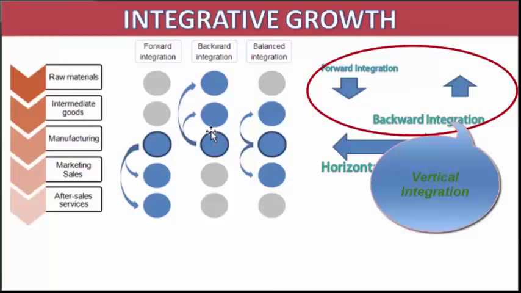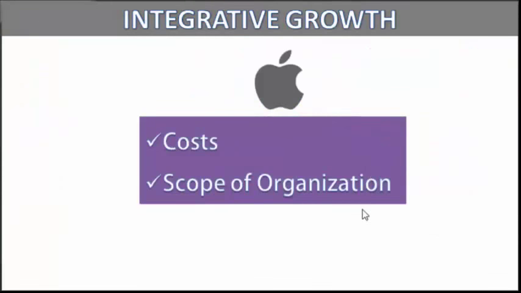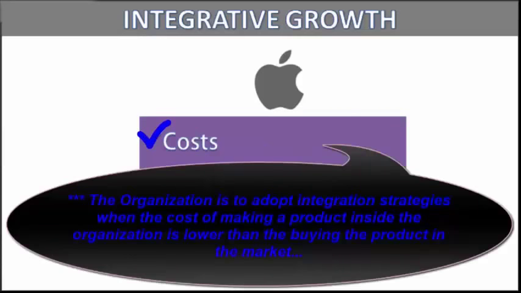In other words, vertical integration is the degree to which an organization owns its upstream suppliers or downstream buyers for further product processing. Let us see an integrative growth example. The following two issues are important and need to be considered by an organization when taking the decision on integration strategies. First is cost. The organization should adopt integration strategies when the cost of making the product inside the organization is lower than the cost of buying that product in the market.